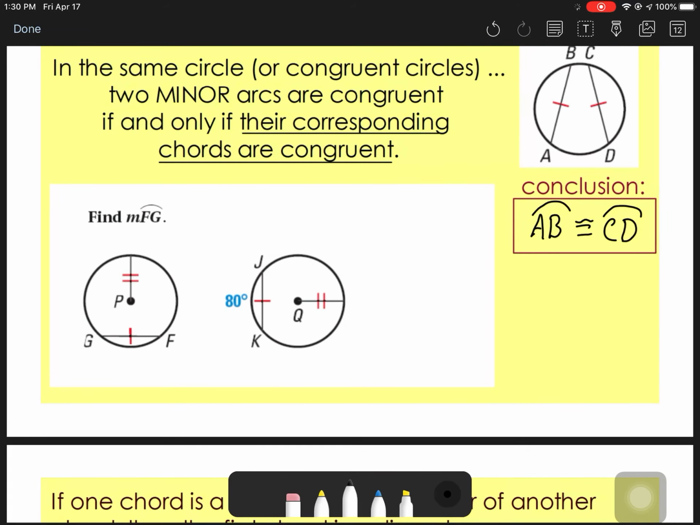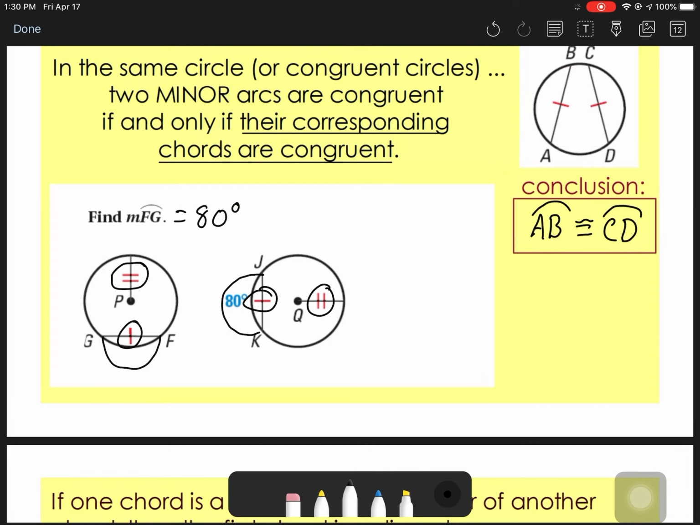Now look at this image on the left here. We want to find the measure of arc FG. So we know that the radius of the first circle is congruent with the radius of the second one, since we see these double tick marks. So this chord is congruent to this chord, therefore the corresponding arcs are congruent. So if arc JK is 80, that means that GF is also 80.